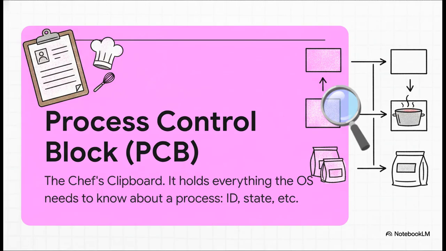So, how does the kitchen manager keep track of every single one of these chefs running around? With a clipboard, of course. For every process, the operating system creates something called a process control block, or PCB. Just picture it as that chef's personal clipboard. It has everything. Their ID number, what they're doing right this second, where all their ingredients are stored in memory. It's the OS's absolute source of truth for that task.